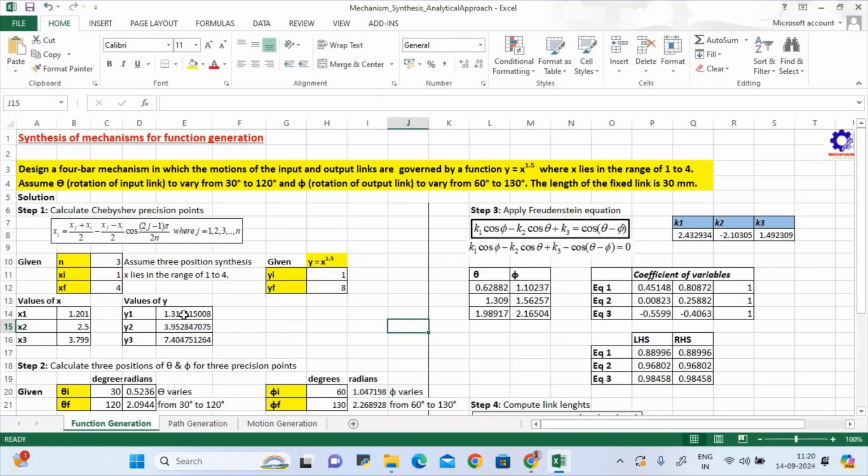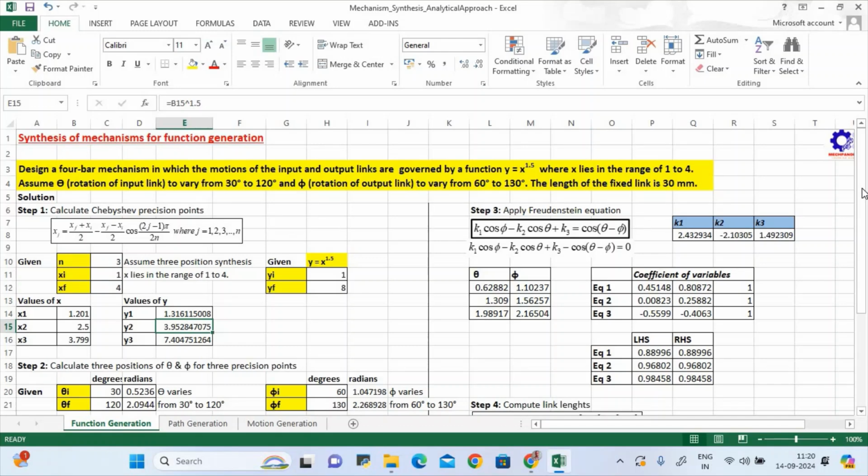Now once you have calculated the value of x1, you can take y1. y1 is cell B14, right? So you can see here B14 raised to the power 1.5. So y1 will always be governed by this equation, y equal to x to the power 1.5, right? Now similarly we can calculate x2 and x3, and once we have the values of x2 and x3, we can calculate y2 and y3, right?